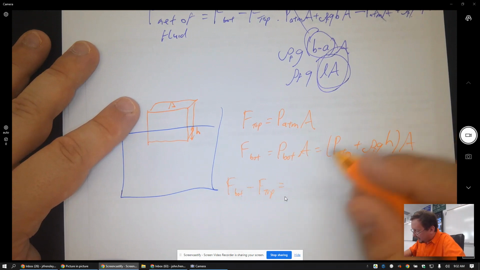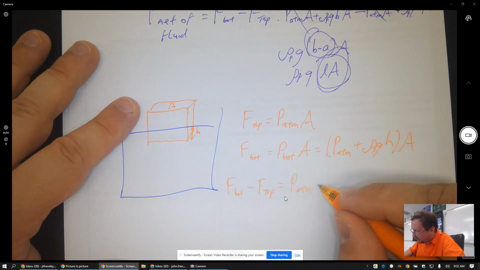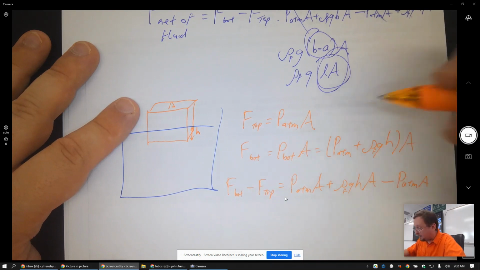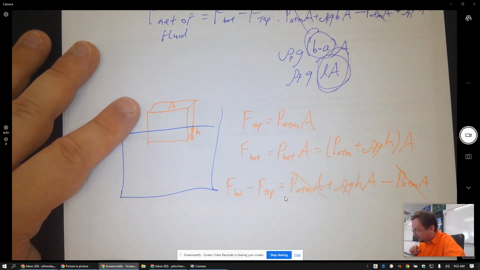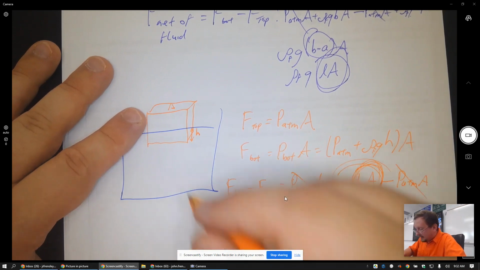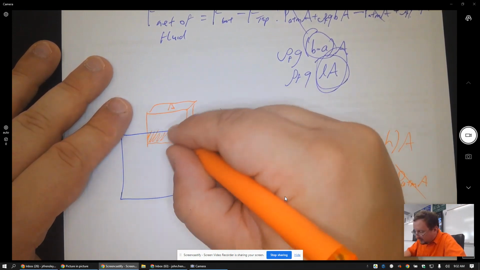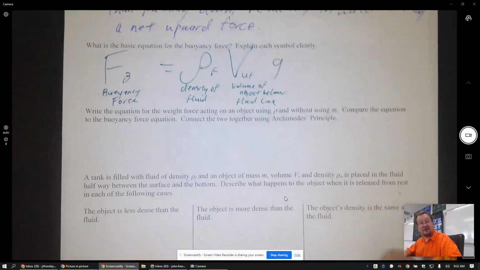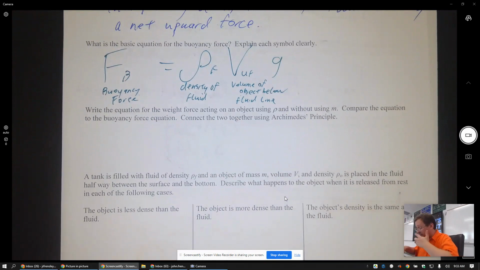Okay, what's the force on the bottom? I'm going to distribute: P atmosphere times A, plus rho g h A, the rho is of the fluid, minus P atmosphere A, that's the force on the top. We subtracted them. Again, the atmosphere doesn't matter. But what is this? That is only the volume that's physically below the water line. So that's where this equation comes from. It's actually just a difference in two forces due to the two different pressures.